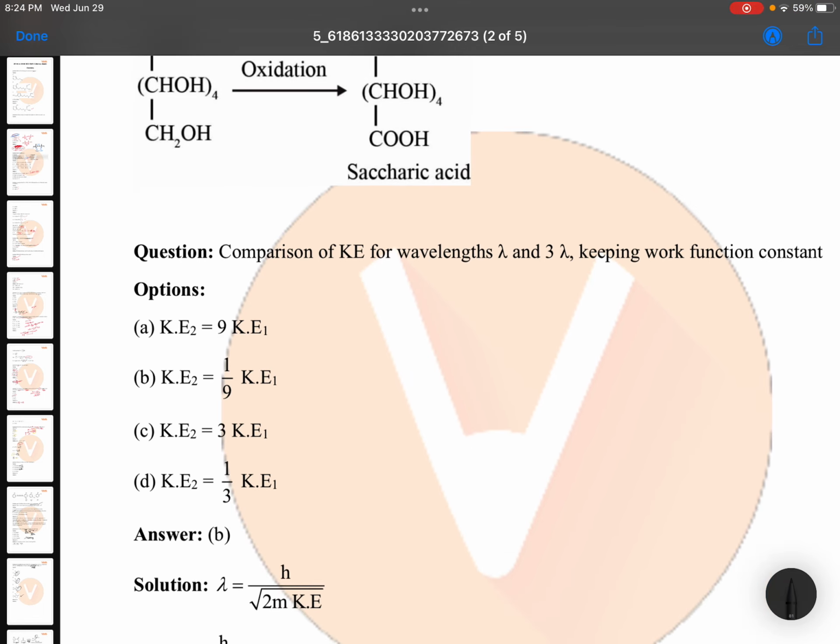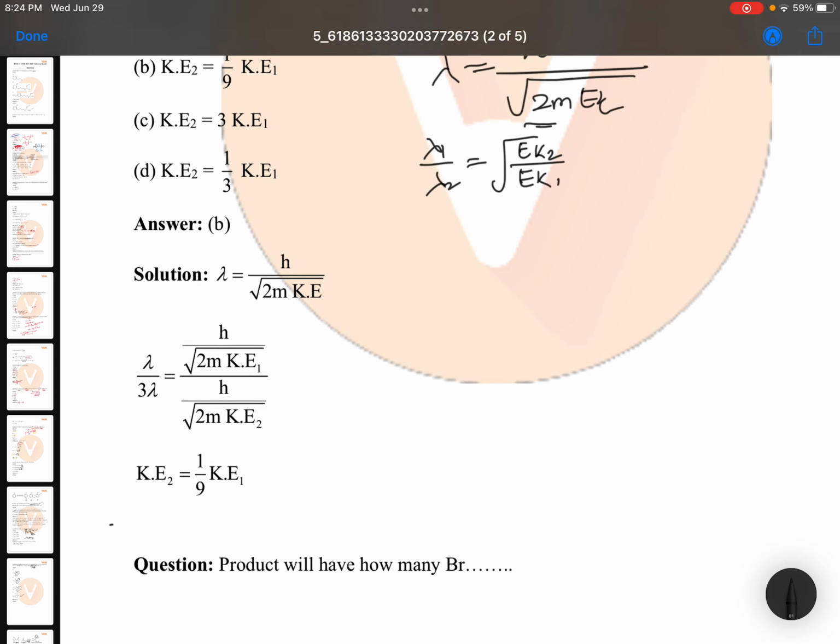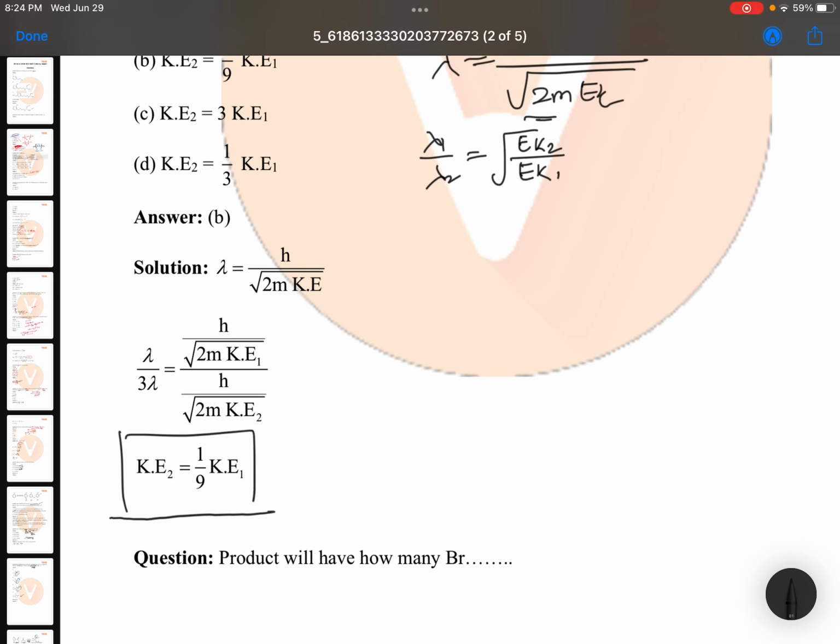Very simple question. Comparison of kinetic energy of wavelengths lambda and 3 lambda. So the wavelength is increased 3 times, and the relation between them is lambda equals h over root of 2m times kinetic energy. So lambda 1 by lambda 2, you can say, is under root of KE2 by KE1. By simplifying this, you will get KE2 is equal to 1 by 9 KE1.